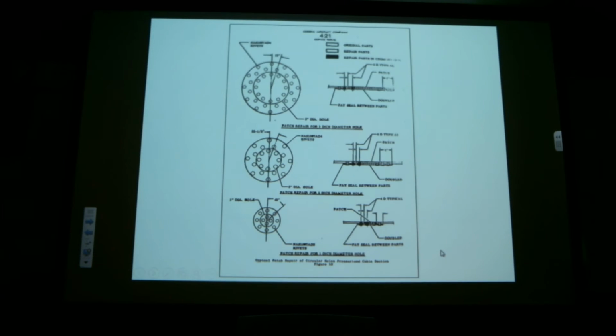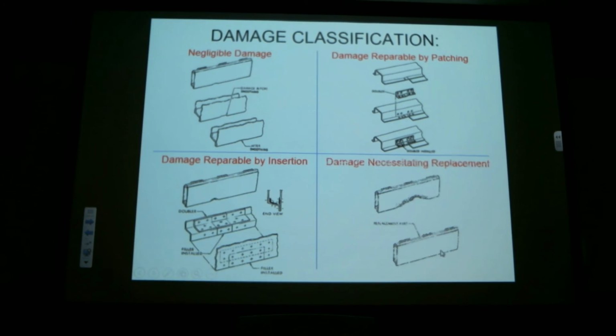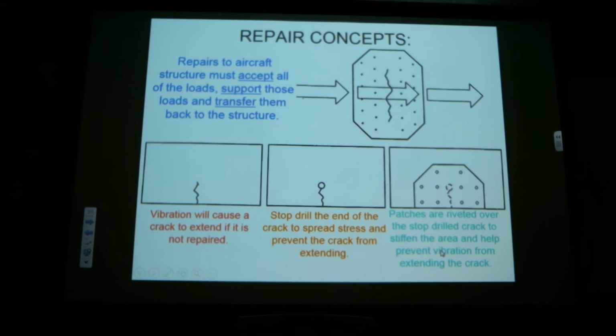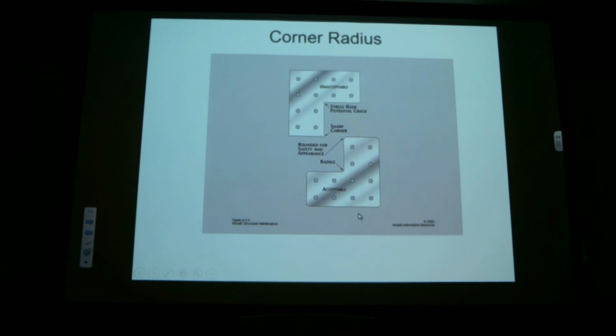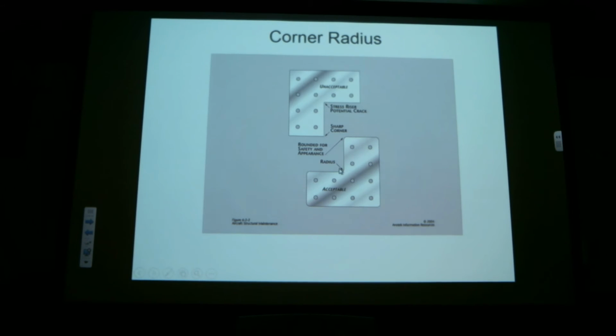Okay, patches. Sheet metal. Damage classification. Why are holes stop drilled? I'm sorry, cracks stop drilled. You can also see the advantage or the necessity to have radii in any part that's being crafted. You're preventing a stress riser from causing a crack to occur.